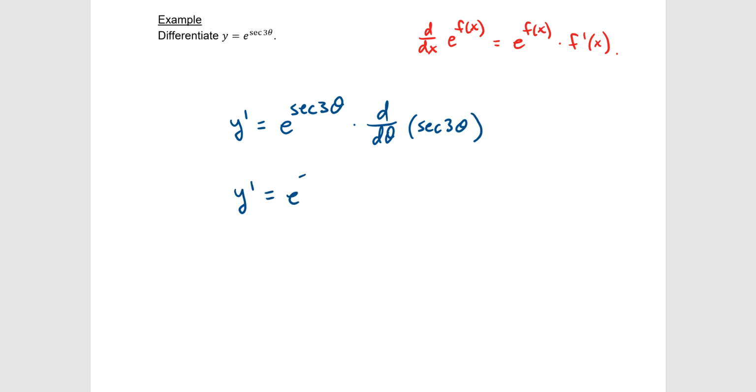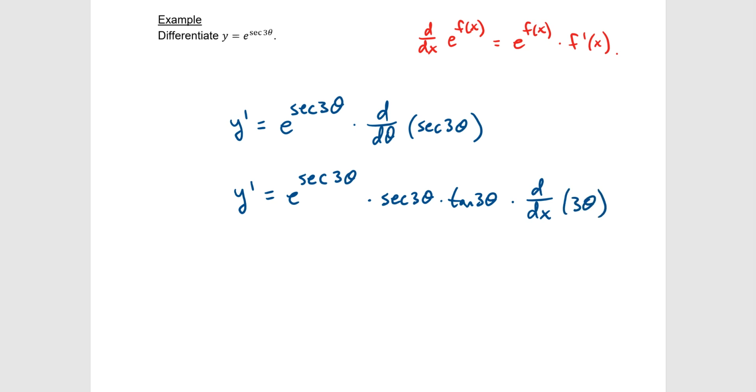So let's go ahead and actually evaluate what the derivative of secant 3 theta is. That's going to be chain rule because we have this function within a function. The 3 theta is within the secant. So it's going to be the derivative of the outer. The derivative of the outer is the derivative of secant. The derivative of secant is secant times tangent. So the derivative of secant 3 theta is secant 3 theta times tangent 3 theta times the derivative of the inner, which is the derivative of 3 theta.